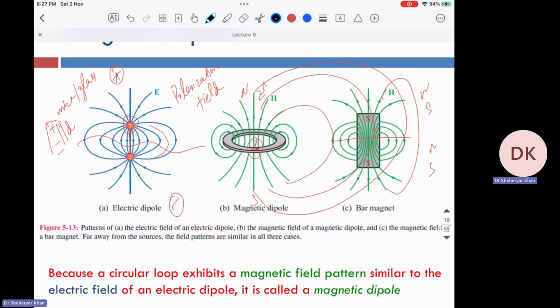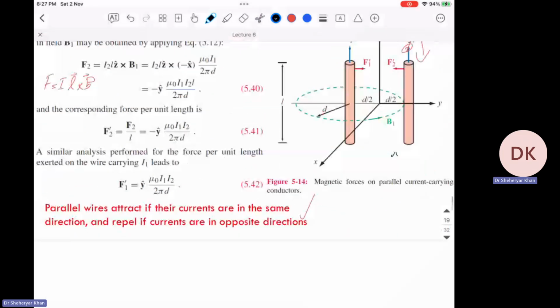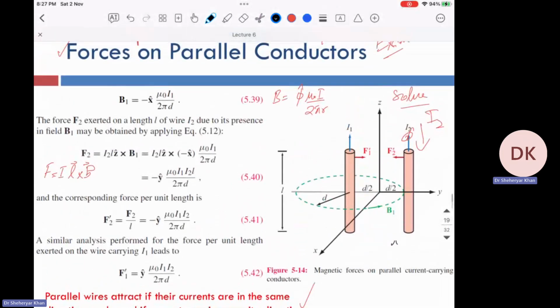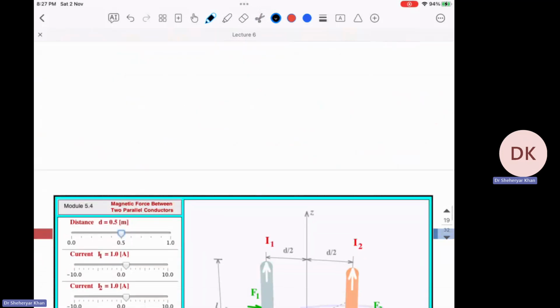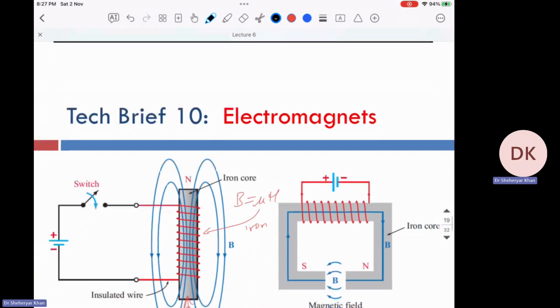Now, these field patterns are somehow similar, the magnetic field and electric field. The difference is that the electric field lines go from positive to negative, right? But the magnetic field lines are continuous. In the case of a bar magnet, there can also be magnetic field lines inside the bar magnet, but there are no field lines inside the charge. Okay. This is a very important topic. I will discuss this later. Let's finish the other part, and then we later come to this point.